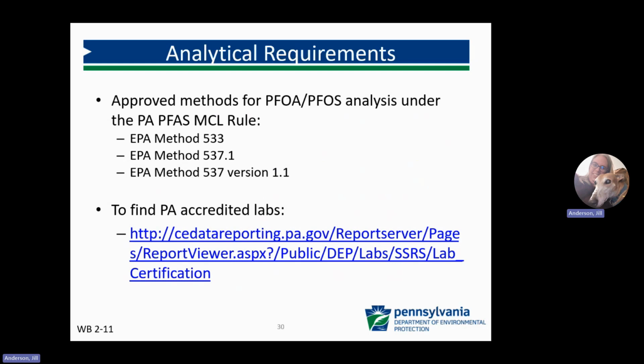Currently, there are 3 approved methods for PFAS and PFOA analysis, which are identified in the rule language. EPA Method 533, EPA Method 537.1, and EPA Method 537 version 1.1. The link on the screen, which is also in the workbook, will direct you to our database where you can enter your search criteria such as the analyte, analysis method, etc., and find Pennsylvania accredited laboratories for PFAS analysis. And you can also find this link and a link to a list of labs on our PFAS MCL Rule website.